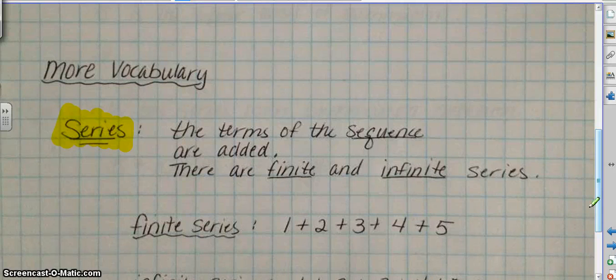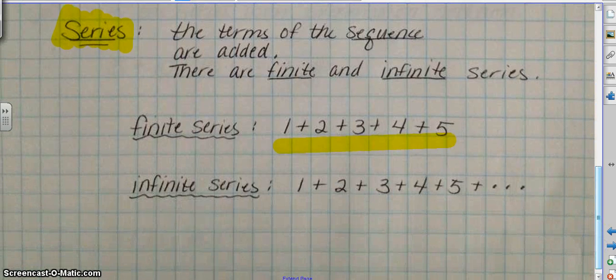An example of a finite series would be 1 plus 2 plus 3 plus 4 plus 5, because I'm adding 5 terms. I can count to 5. That's finite. An infinite series would be something like 1 plus 2 plus 3 plus 4 plus 5, but then you have plus, and that dot dot dot means that you go on forever.